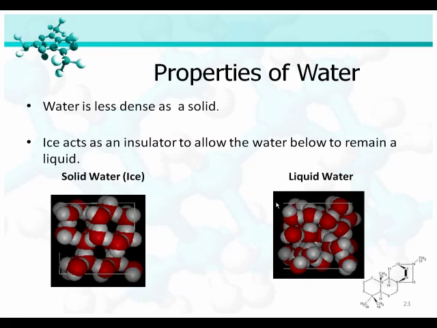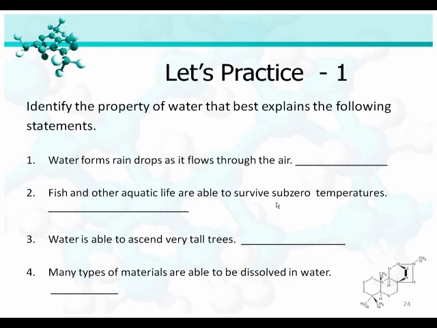Water is less dense as a solid. Ice acts as an insulator to allow the water below to remain as a liquid. Let's practice. Identify the property of water that best explains the following statements. Water forms raindrops as it flows through the air. Fish and other aquatic life are able to survive sub-zero temperatures. Water is able to ascend very tall trees. Many types of materials are able to be dissolved in water.